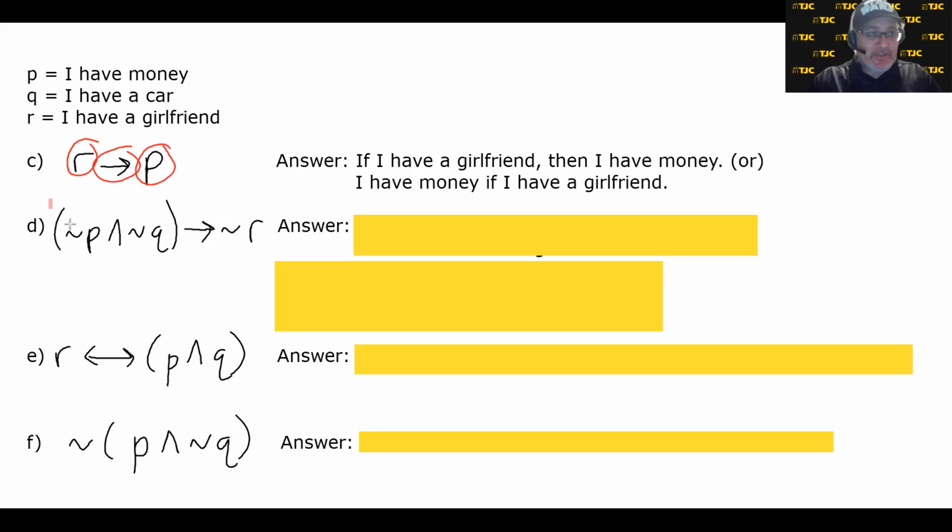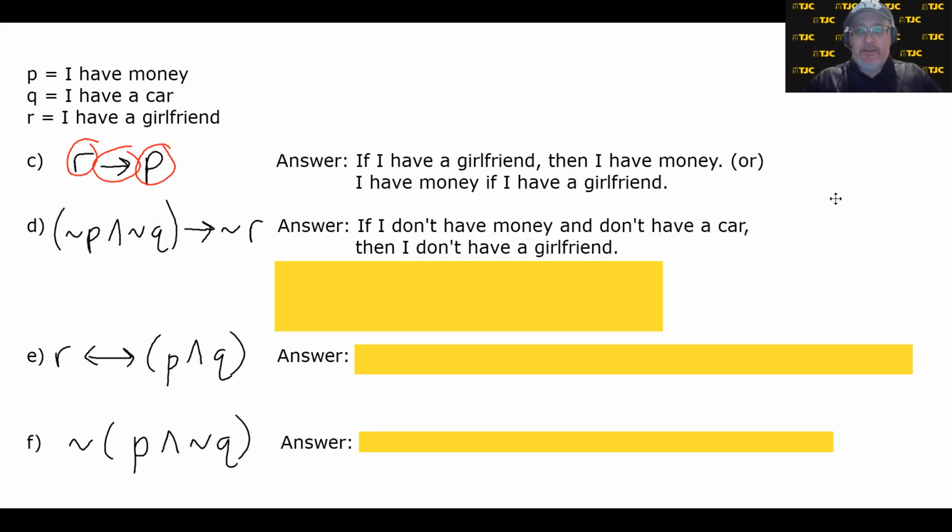Then we got to say all this, which is really not as bad as it seems if you remember that this means and. So if, negation P, if I don't have money and I don't have a car, then I don't have a girlfriend. The straight up literal translation. If I don't have money and don't have a car, then I don't have a girlfriend.